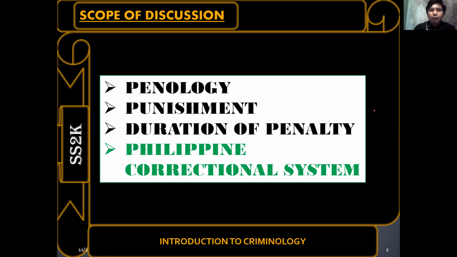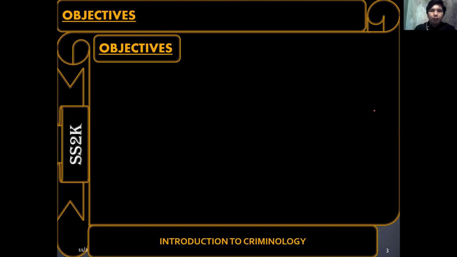Pagka naman siya ay nahatulan ng korte, was finally convicted by a competent court for violation of criminal law, then such person is considered as a criminal. Ngayon, kapag nahatulan ng korte yung isang tao na nag-violate ng batas, saan po siya dinadala at ano po ang gagawin sa kanya? Dyan naman po papasok yung penology. So, umpisahan na po natin.